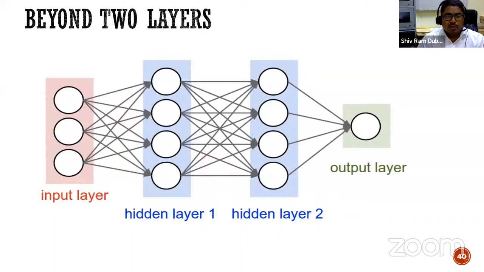The output of the hidden layer is nothing but a number, which is again a combination of the inputs, the different features of the inputs, weighted by the weights that we have.